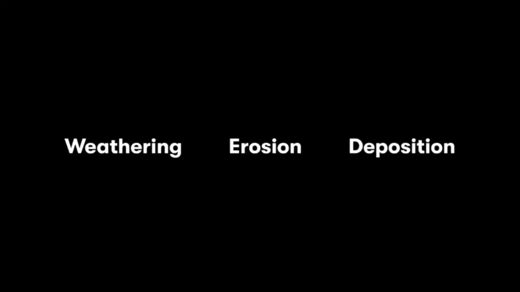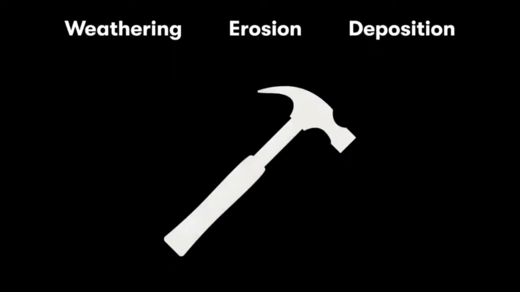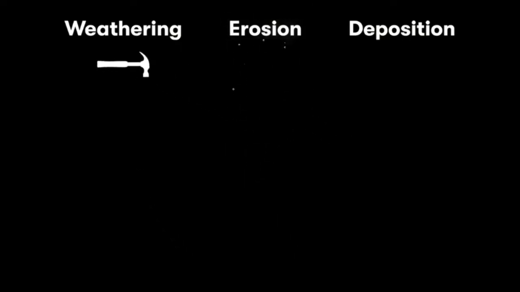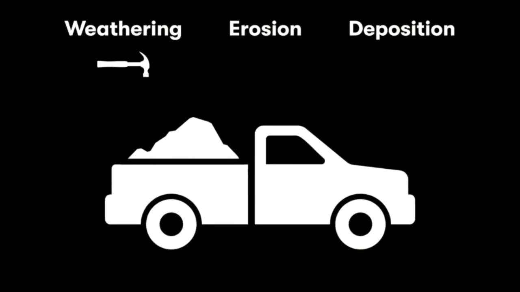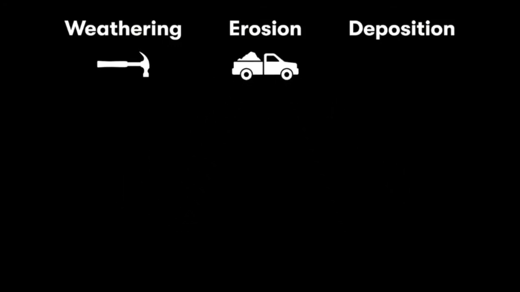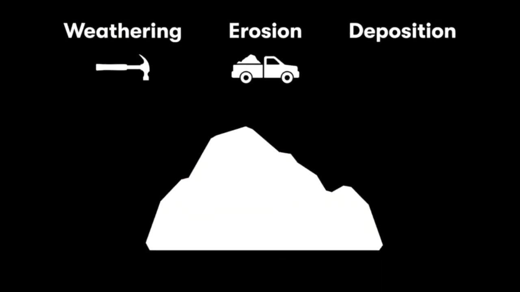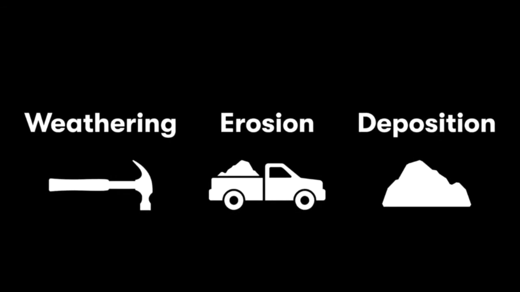Another way to think about this is a quick analogy that helps me remember the differences between them: weathering is like nature's hammer, right? It's Mother Nature's way of taking big bits of rock and smashing them into smaller bits, changing them into something new. Then erosion is maybe something like a dump truck or a pickup truck carrying all the little bits of broken pieces that were weathered from one location to another. And deposition is the dump truck dumping everything into a big pile on the ground.